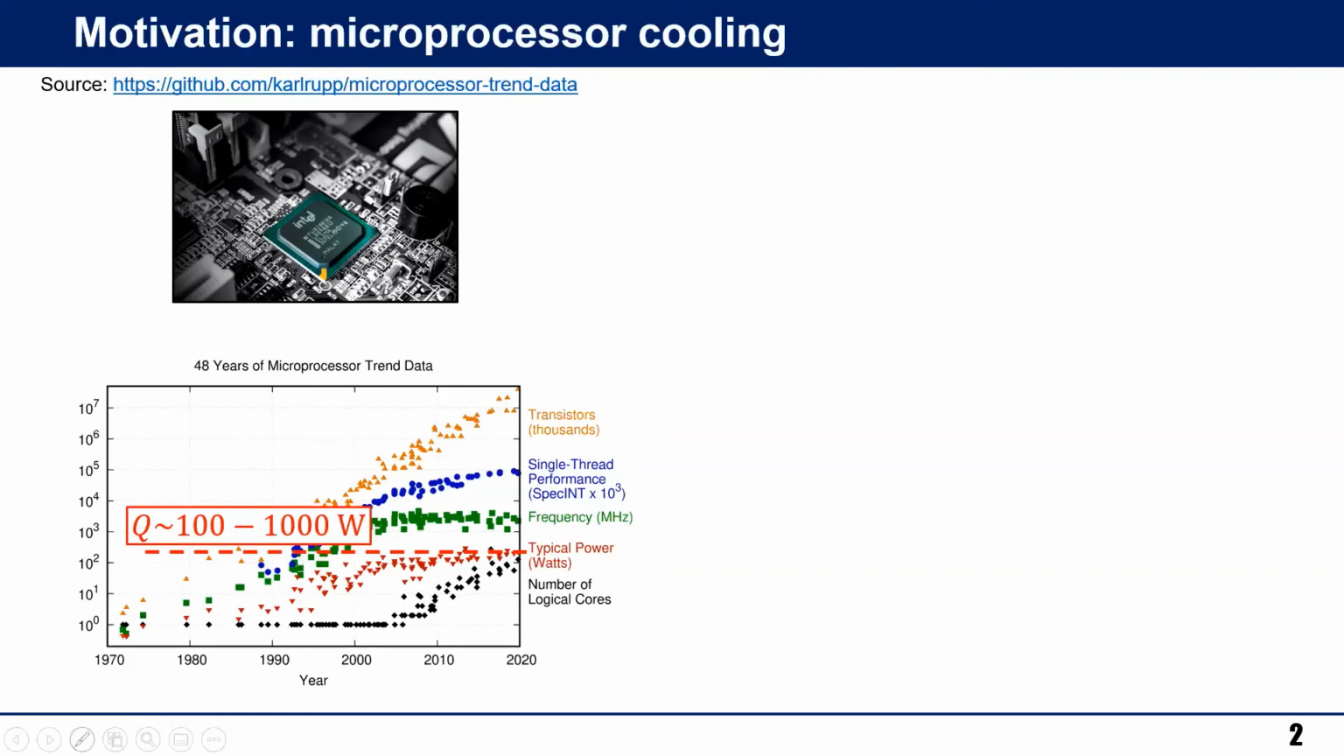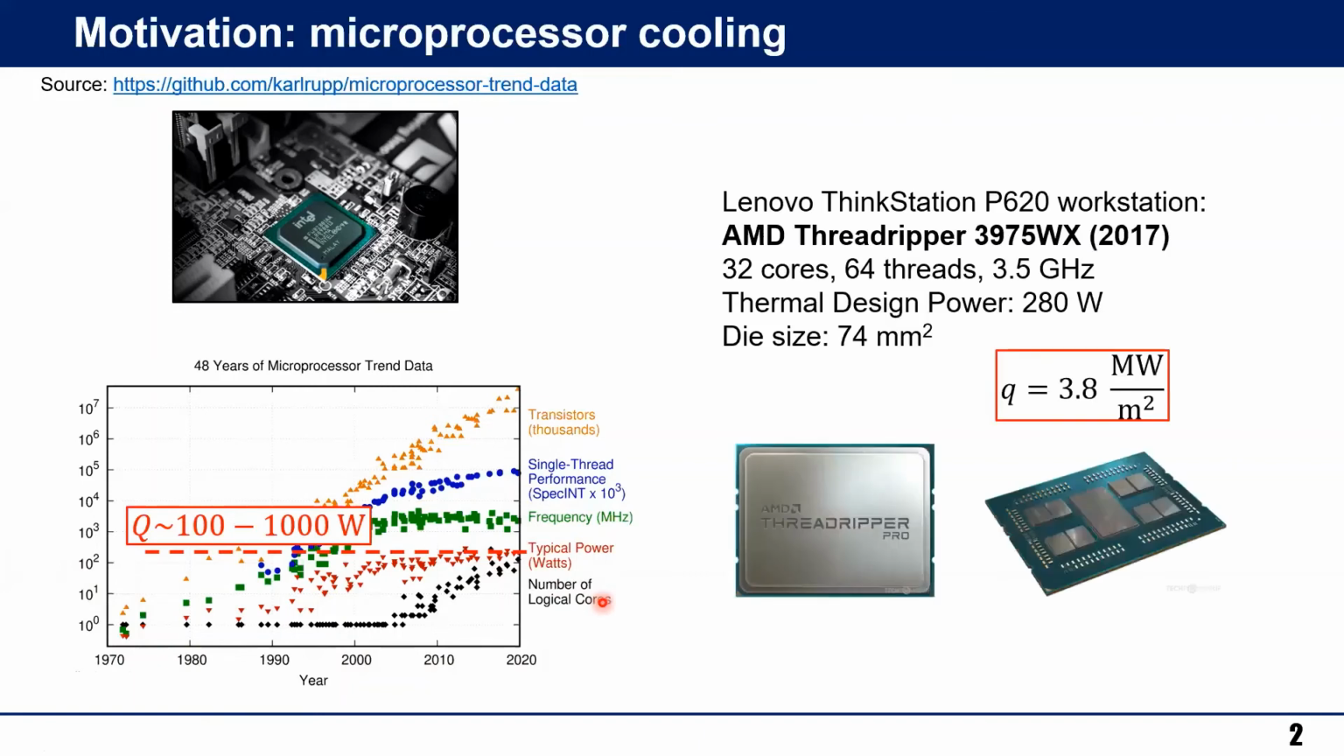If we look at this graph, it shows the trends in the past 50 years of a few parameters characterizing microprocessors. In particular, we can see that the typical thermal design power, the thermal power generated by the microprocessor, is now between 100 and 1,000 watt. If we take, for example, a modern workstation that one of my colleagues is using, the thermal design power of 280 watt divided by the die size, the size of the CPU, gives quite large heat fluxes on the order of megawatts per square meter.